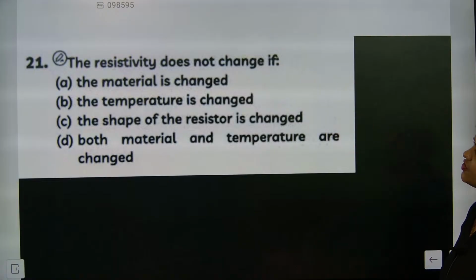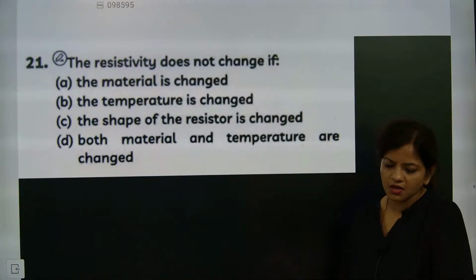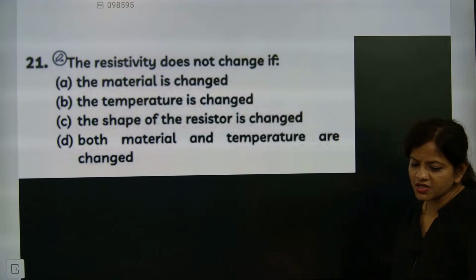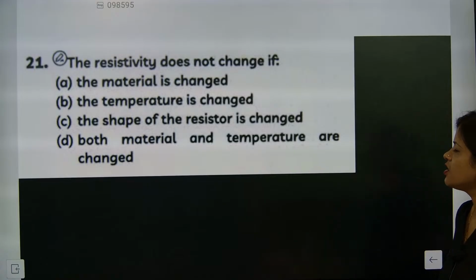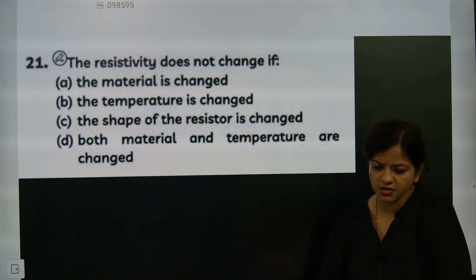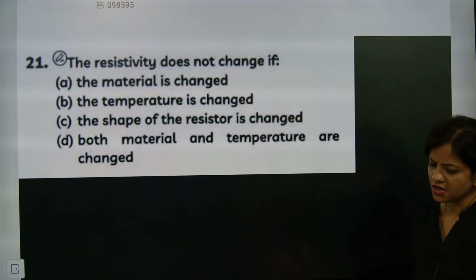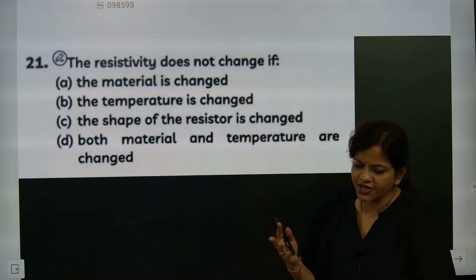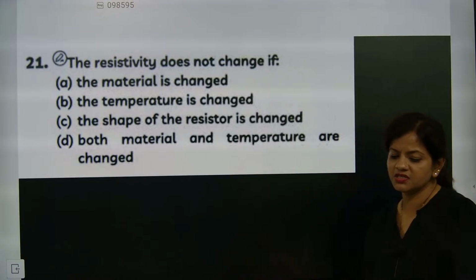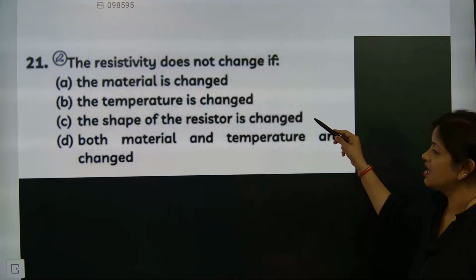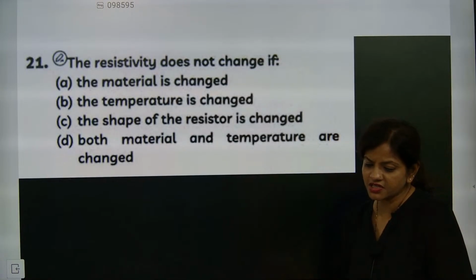Resistivity does not change if the material is changed? The temperature is changed? The shape of the resistance is changed? Both material and temperature are changed? Yes, if you change the shape, resistivity won't change. Temperature and material are the only things because of which the resistivity changes. So the correct answer will be C. Shape changing does not change the resistivity.